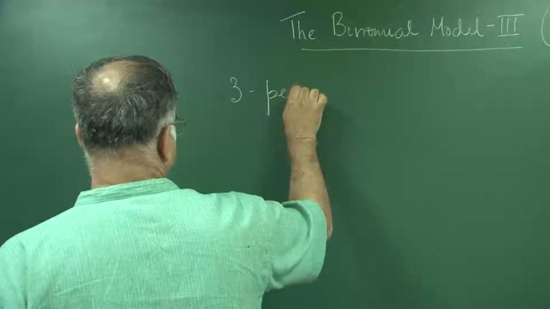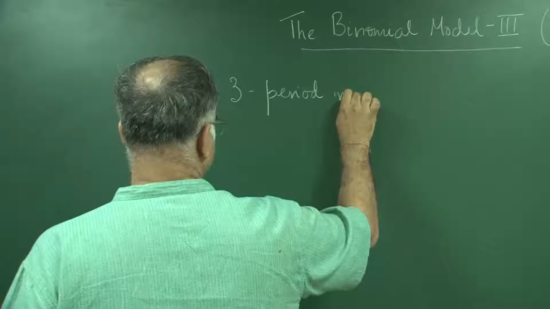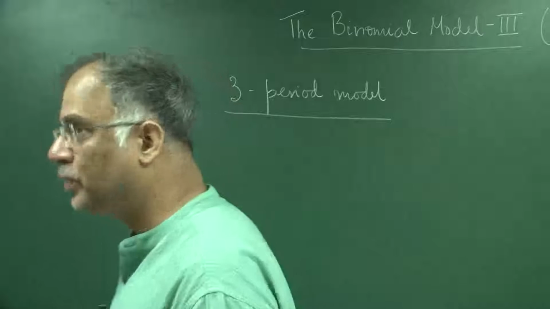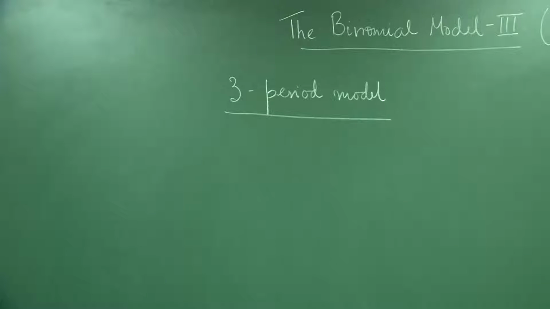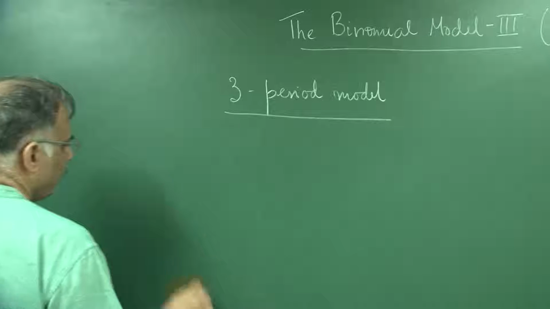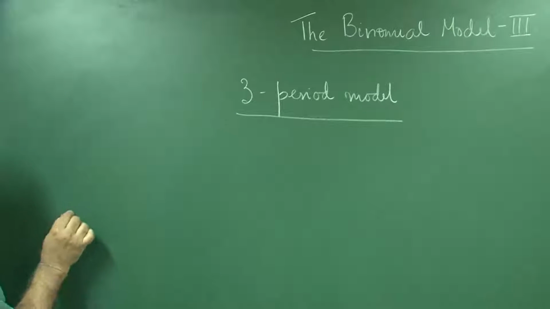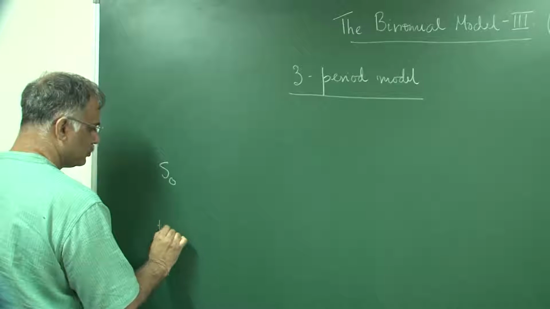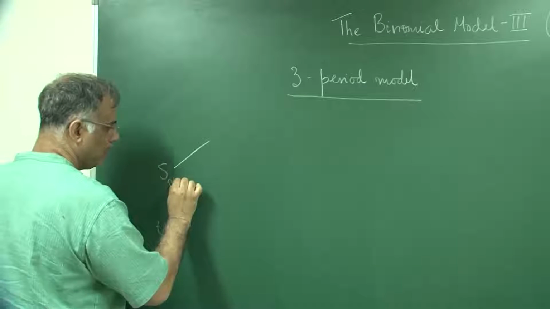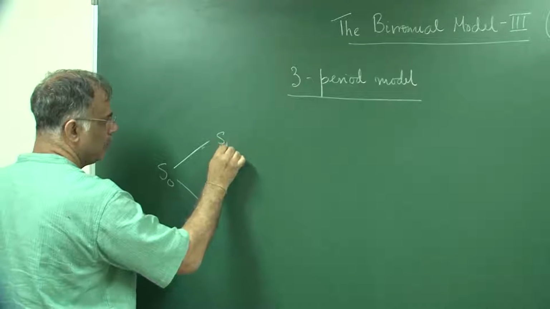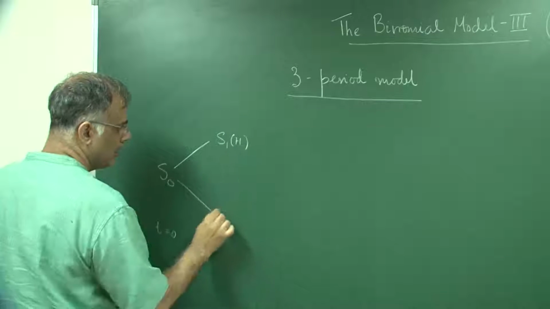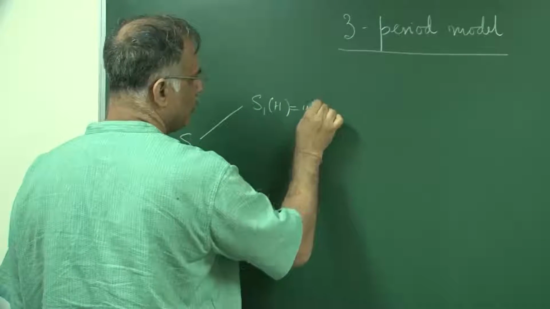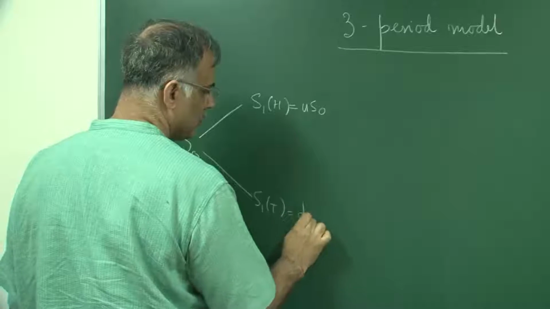Let us draw the diagram. We will get the stock price behavior very soon from here. So, suppose I start with S0, that is time t equal to 0, and then it goes up and goes down with S1 H and S1 T. So, this is U S naught, D S naught.